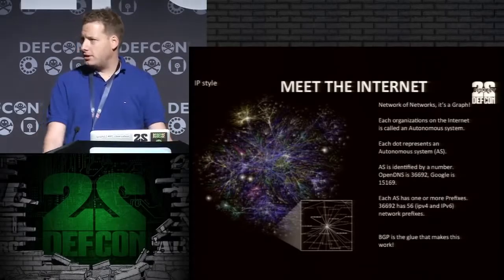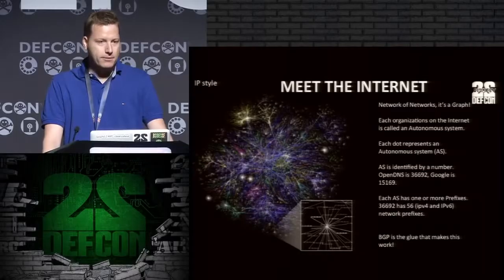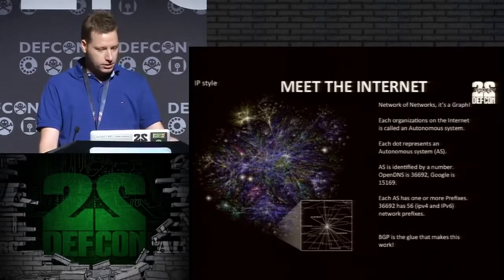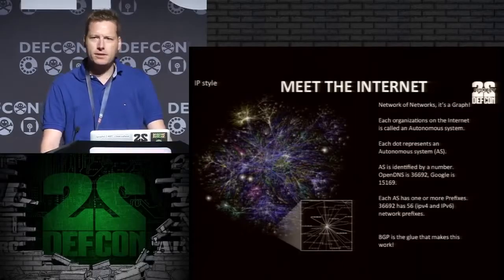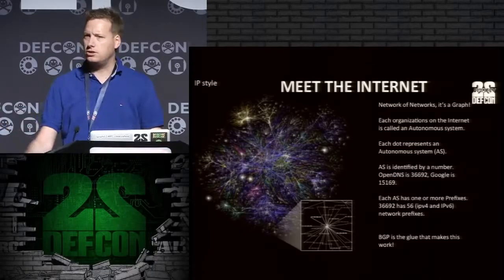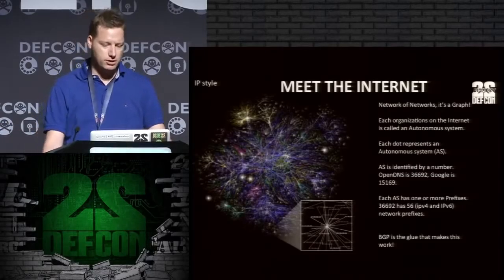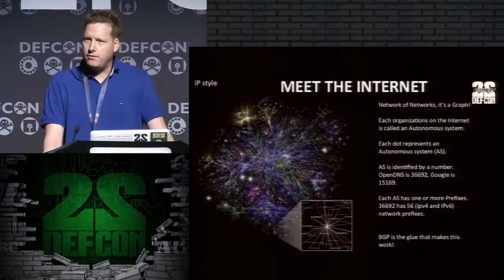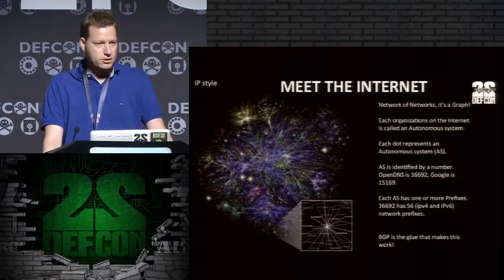But the internet, obviously, as you all know, is just a network of networks, and it's a graph, and we like graphs. So in this picture, each dot represents an autonomous system, and an autonomous system on the internet is basically one organization. So OpenDNS is an autonomous system, Google is an autonomous system, AT&T, Verizon, and so on and so forth. And each of these autonomous systems is identified by a number, which we call an AS number, or sometimes people call it an ASN.